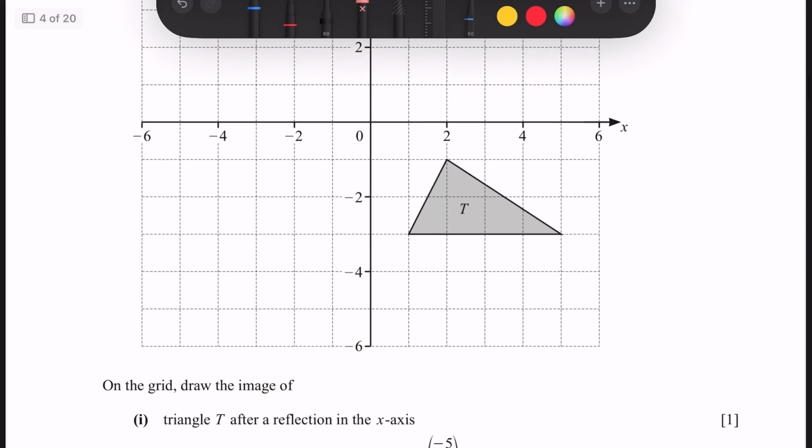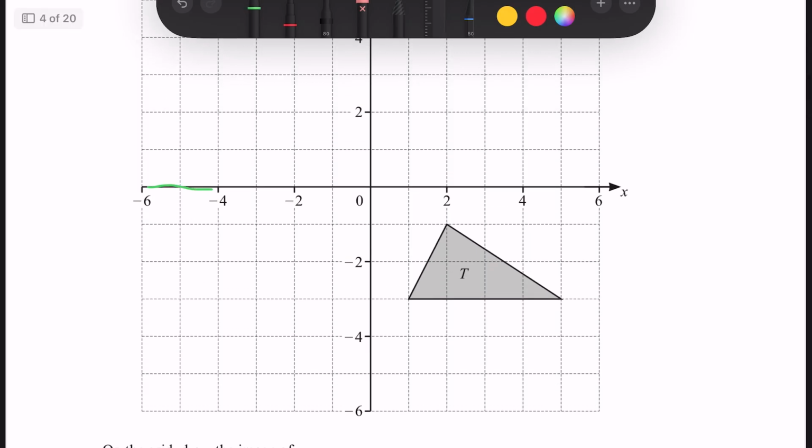Question 2a says, on the grid, draw the image of triangle T after reflection in the x-axis. So as you can see, this is our x-axis. Since it's a reflection in the x-axis, the x-coordinate of each point remains the same, while the y-coordinate becomes its negative value. For this point, its x-coordinate is 2, while its y-coordinate is negative 1. So the x-coordinate of the image point would also be 2, while the y-coordinate would be positive 1, since the negative of negative 1 is positive 1.